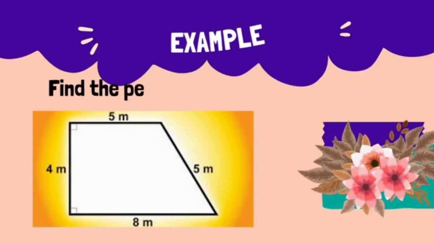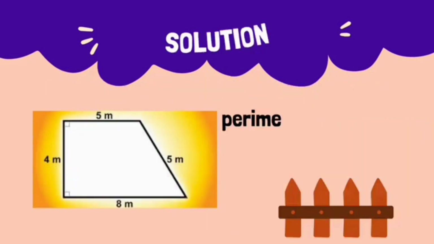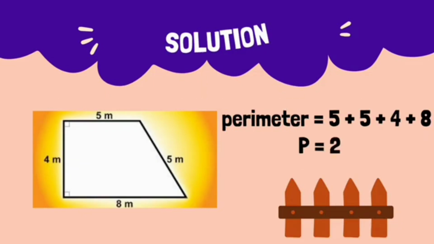Next, can you find the perimeter of the trapezium shown below? Let's see if you are right. The perimeter of the trapezium is the addition of all the sides, which gives 22 centimeters. I hope you got that right.